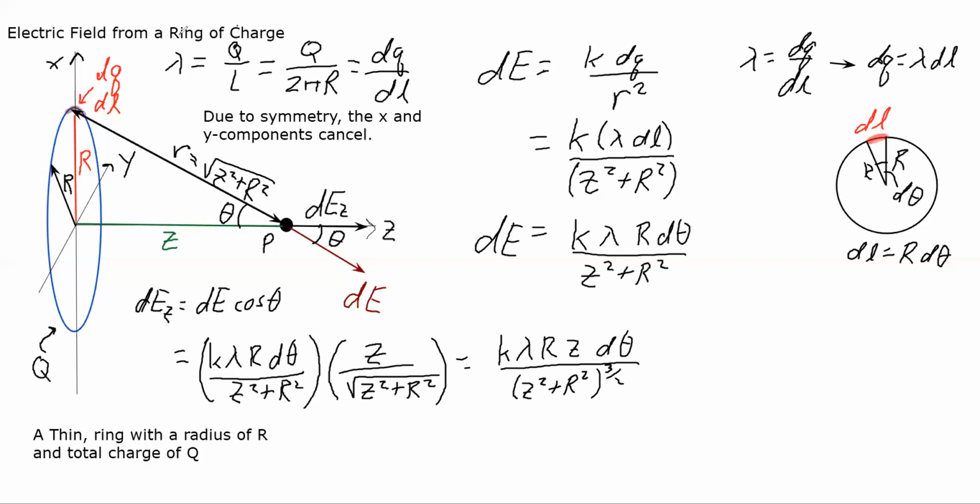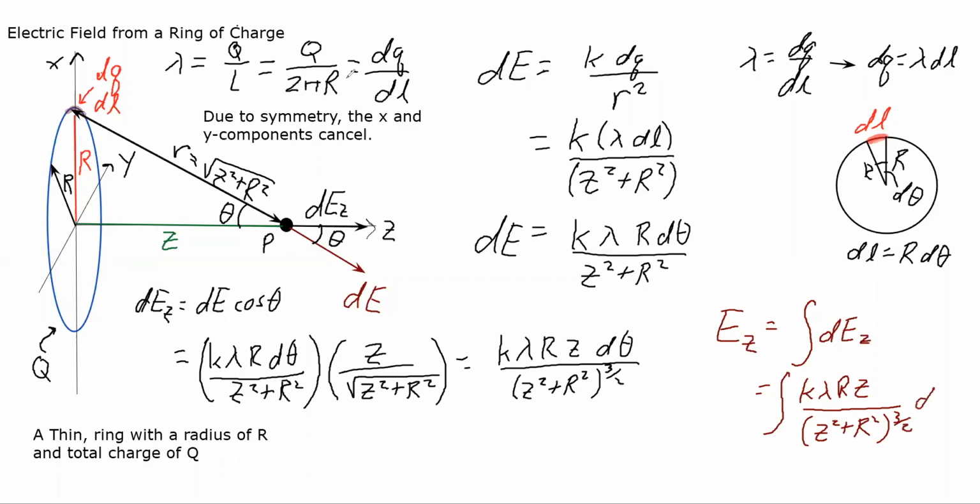Okay, now that we simplified dEz, what do we do next? How do we get the total electric field? Well, that's where our integration comes in. So to get Ez now, our total electric field from the ring, we'll just do the integral of dEz. And when I do that, let me plug in: k lambda R Z all over Z squared plus R squared to the 3/2 dθ.